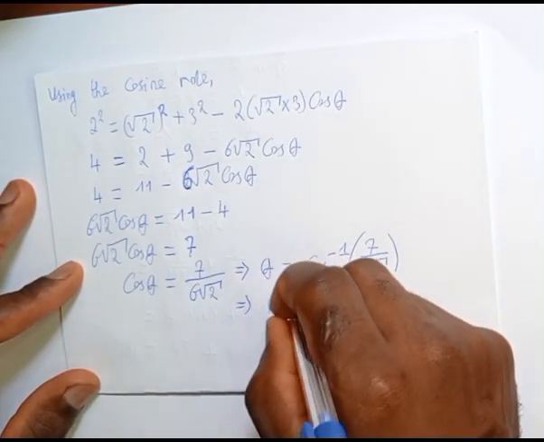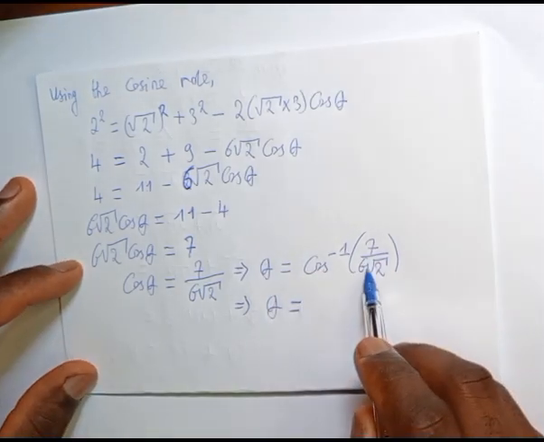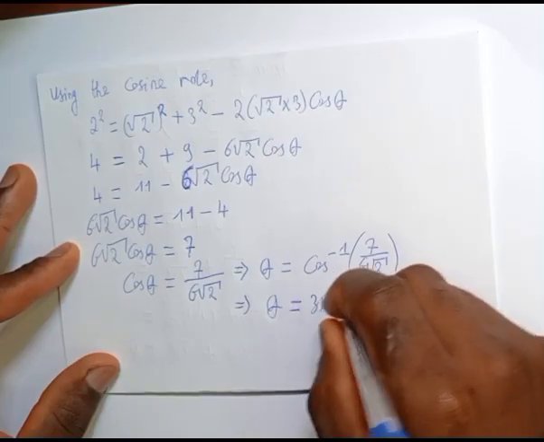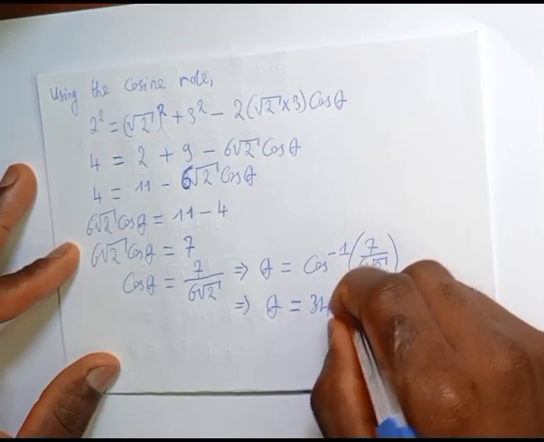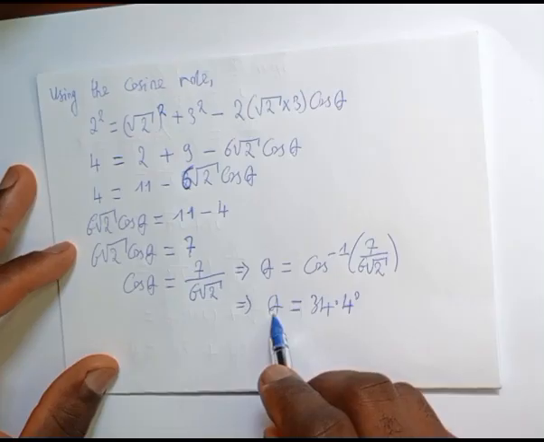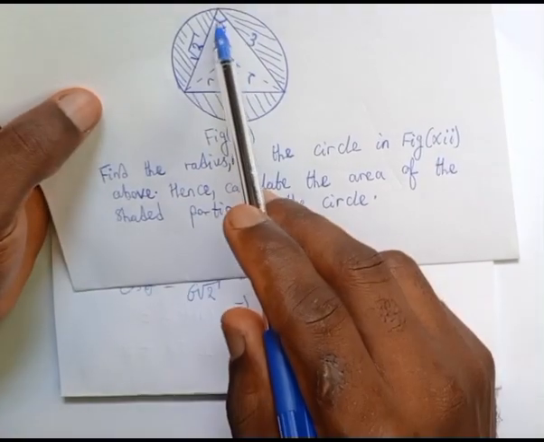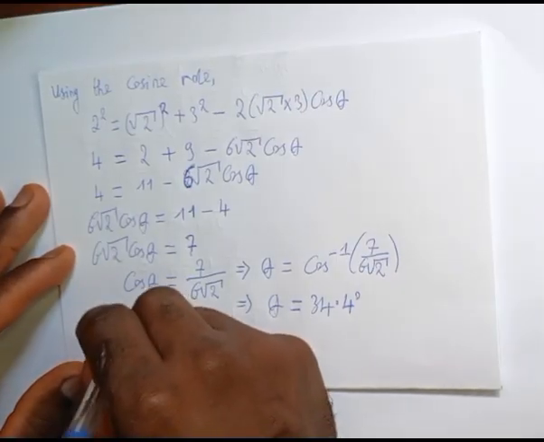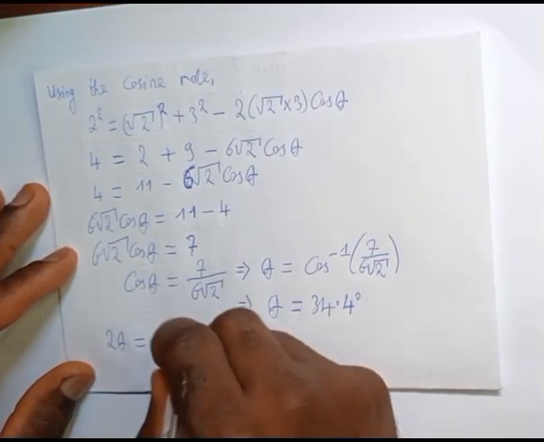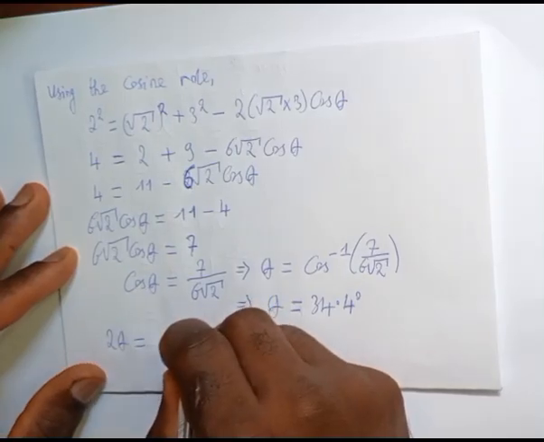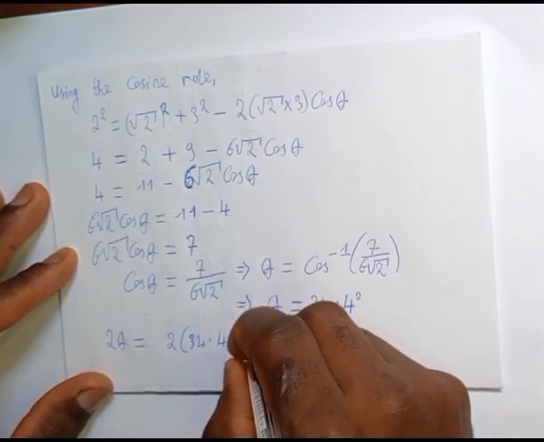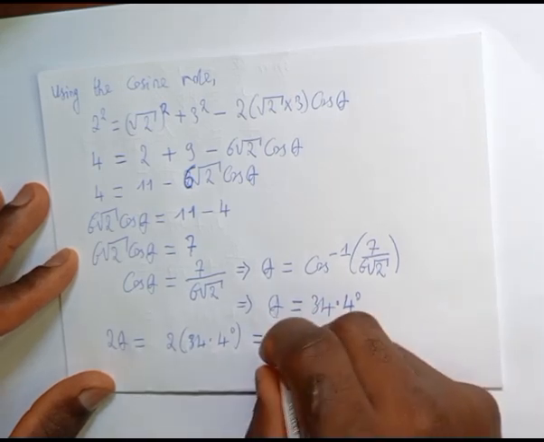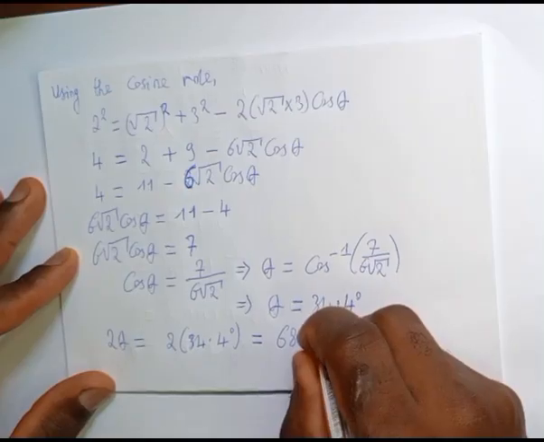Then theta will simply be equal to, we are going to give this angle to 1 decimal place, 34.4 degrees. This is the angle theta. This angle, it simply means 2 theta will simply be equal to, we are going to take 2 times 34.4 degrees, which will simply be equal to 68.8 degrees.